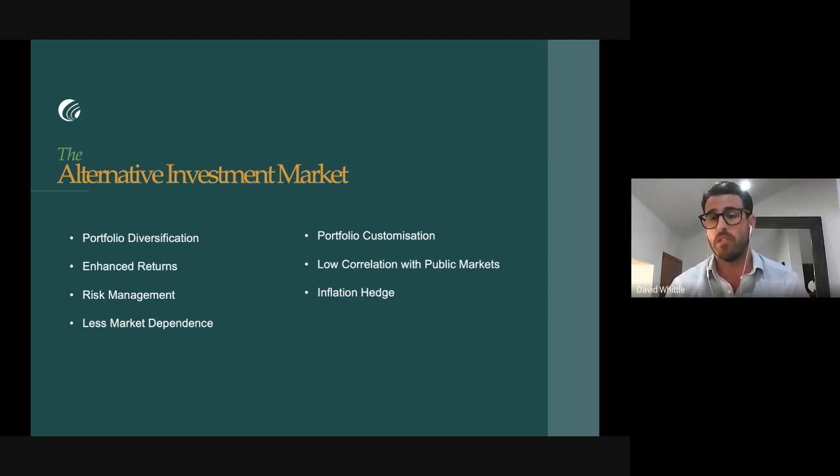It provides the opportunity to diversify portfolios away from traditional asset classes, dampen the impact of market volatility, and help achieve those long-term investment objectives, even during times of market uncertainty. Some key reasons why our clients and a lot of individuals are focusing on the alternative investment market: portfolio diversification, enhanced returns, risk management, less market dependence, portfolio customization, the low correlation with public markets, and an inflation hedge.